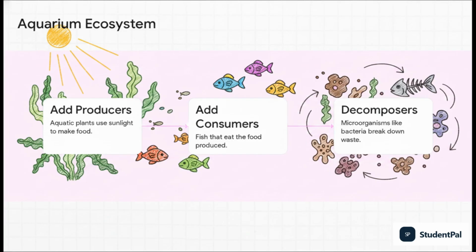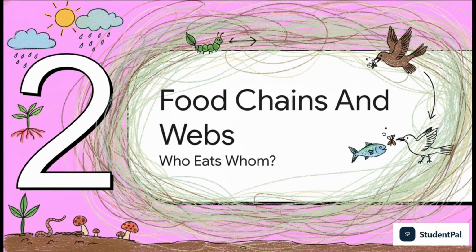But what happens if a plant or a fish dies? If you don't actively clean that tank, microorganisms like bacteria and fungi step in to do the dirty work. These guys are your decomposers. They break down all those complex organic dead remains into simple inorganic substances that wash right back into the soil or water. Seriously, without decomposers, the Earth would just be one giant, piling mountain of dead matter. Moving right along to Section 2, food chains and webs.